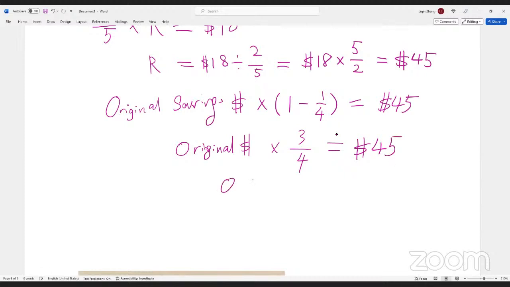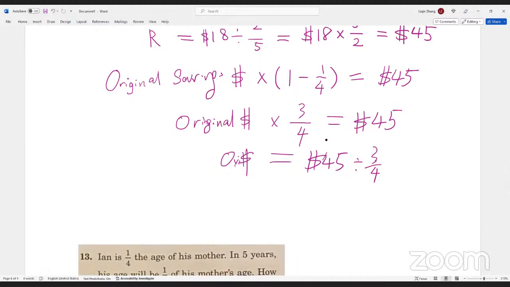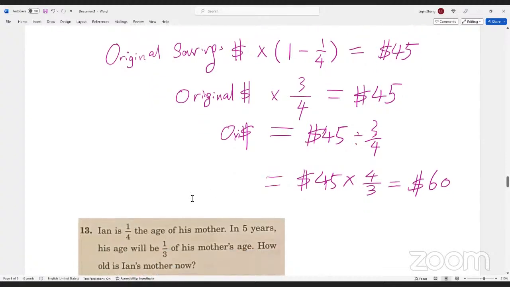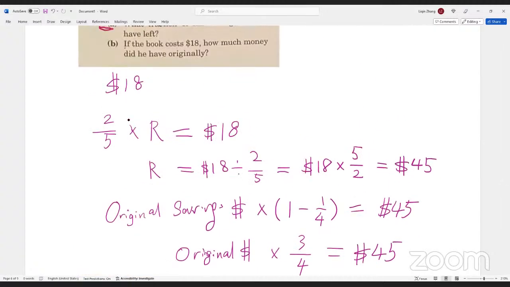So the original dollar equals 45 divided by 3 out of 4. It equals 45 times a reciprocal of 3 out of 4, times 4 out of 3. So it equals to 15 times 4 equals $60. So this is the original saving. Do you get it? This is for question B.